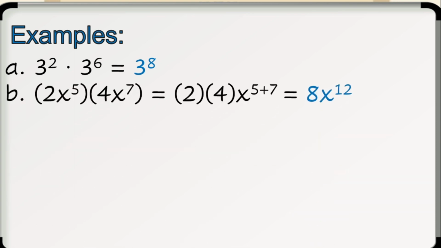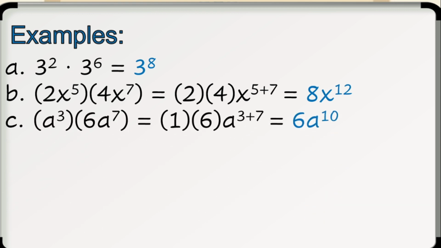Letter B. The quantity of 2x raised to 5 times the quantity of 4x raised to 7. First, we will multiply the numerical coefficients, which are 2 and 4. And then, we will copy the common base, which is x, and then add their exponents. Therefore, 2 times 4 is 8, and then x raised to 5 plus 7 is 12. Our answer is 8x raised to 12.